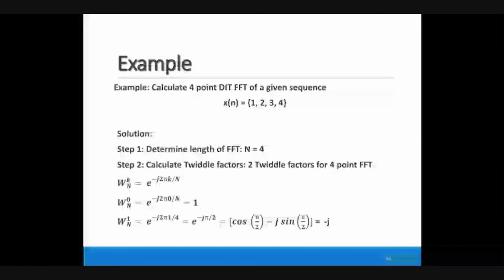I request all of you to note down this example, because after completion of this, you have to solve one example for 8-point DFT. So just note down the steps and then I will go for the next slide. Take notebook and pen and please write this example along with me, and then after we have to solve another example for 8-point DFT.